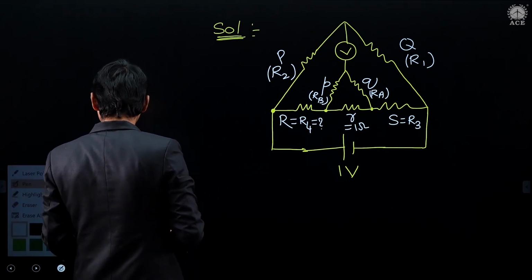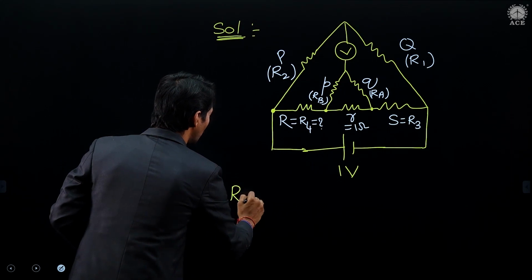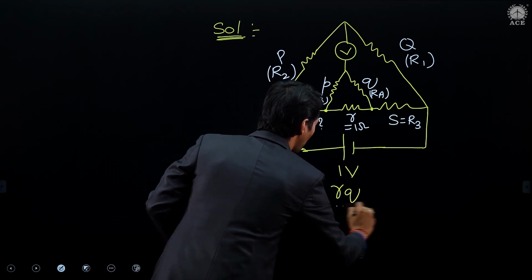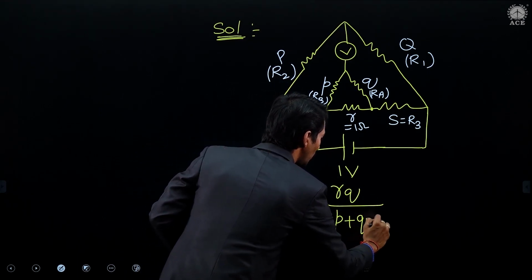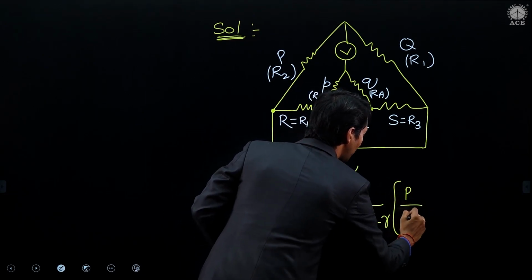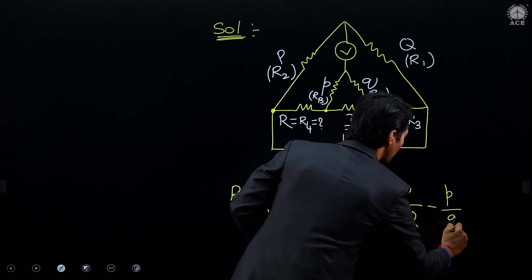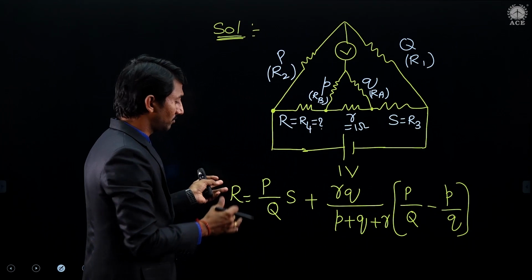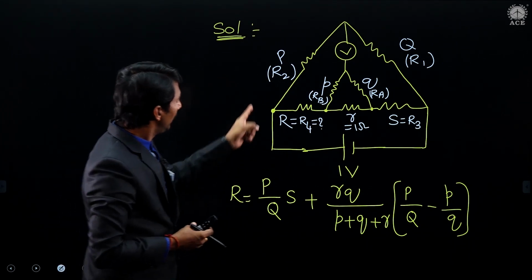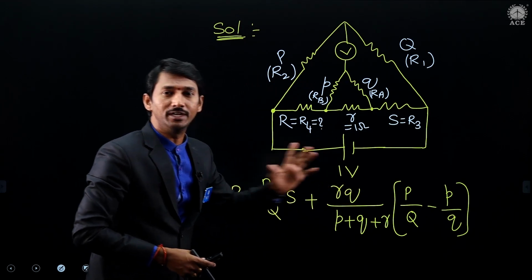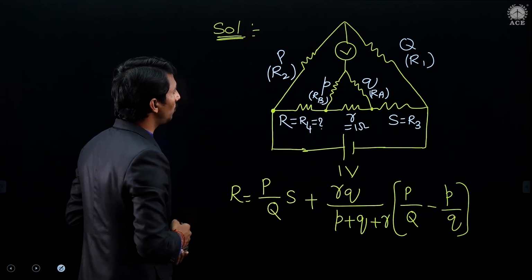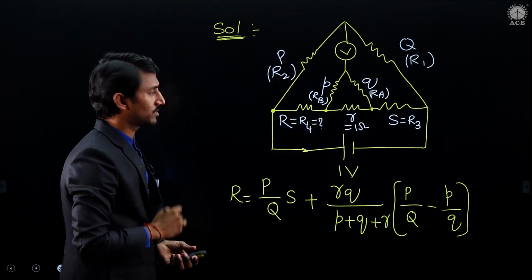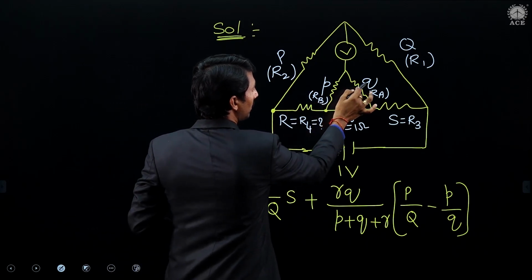Sir, in the Kelvin double bridge, what is the formula? R is equal to P by Q into S plus RQ by small p plus small q plus small r into capital P by Q minus small p by Q. This is a general formula we know. In this entire terminology, basic terminology only I have written, but according to the given data, given terminology, we need to modify. P by Q into S. P is R, Q is R1. And then P is RB, Q is RA.